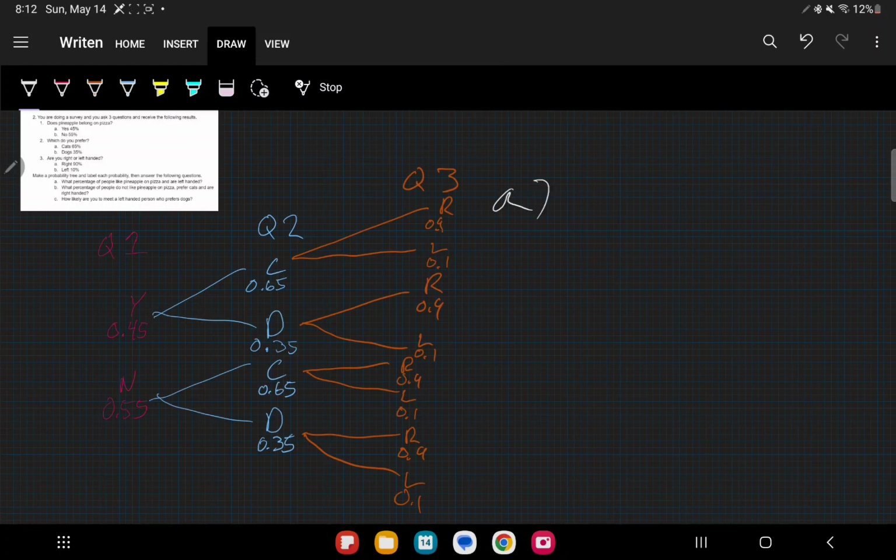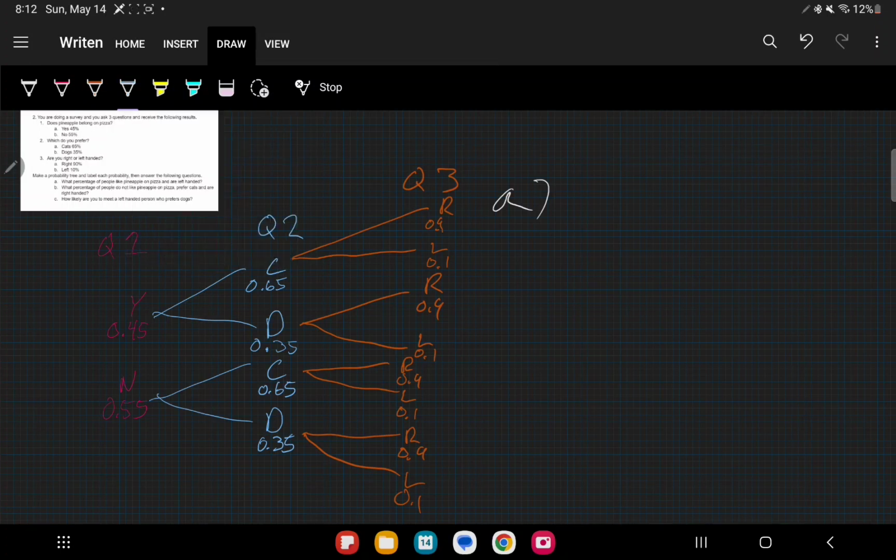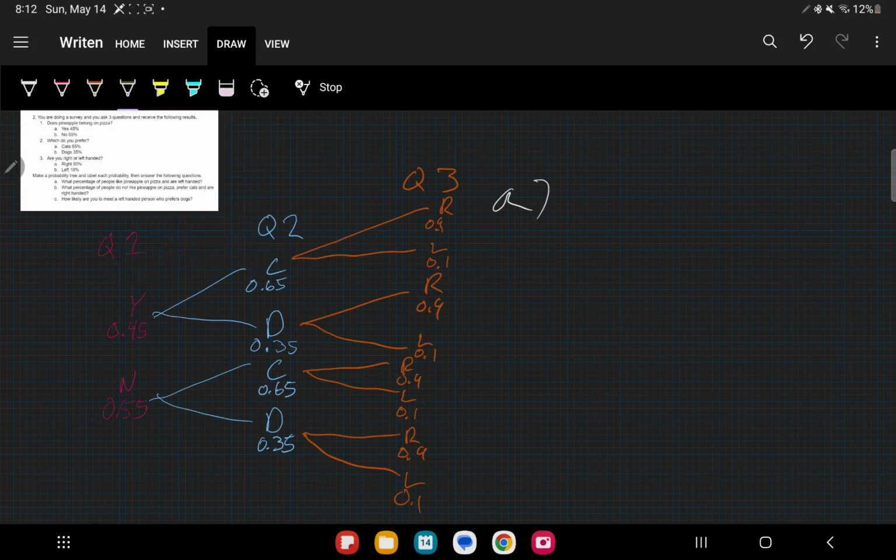So A. My first question is this. What percentage of people who like pineapple on pizza are left-handed? We're not going to use blue again right now. Let's pick a better color. Let's pick this green color. I'm going to circle what we're looking for. So we want people who like pineapple on pizza and are left-handed, regardless of if they like dogs or cats.